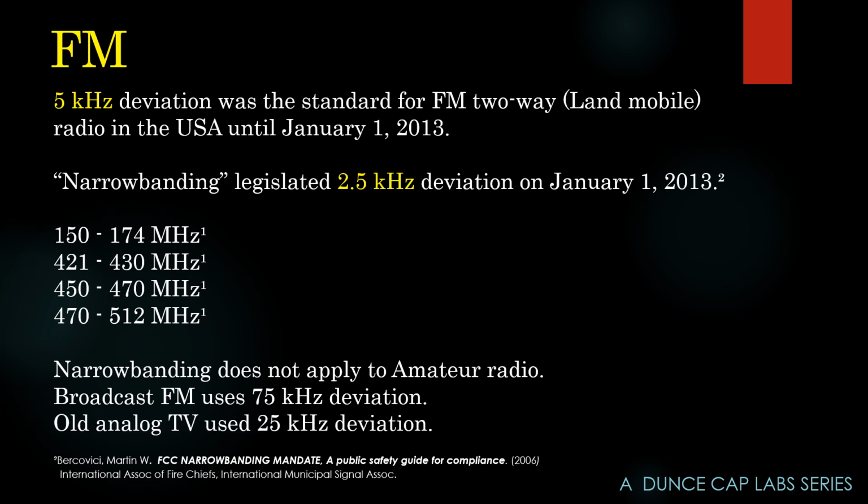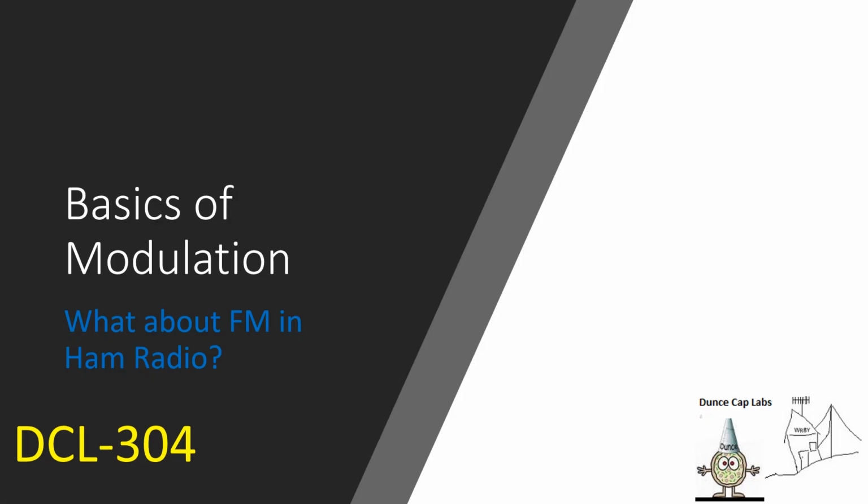Now, old analog TV used AM to send the picture, but they used an FM subcarrier that had a 25 kilohertz deviation to send the sound. Remember that for a few minutes. 25 kilohertz FM subcarrier in old analog TV. I'm going to come back to that in a moment.